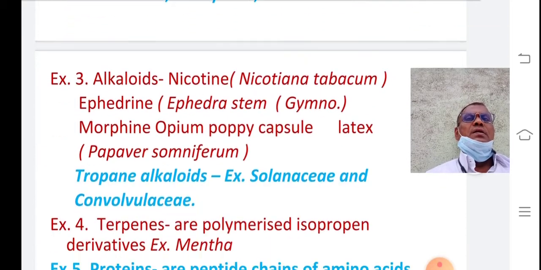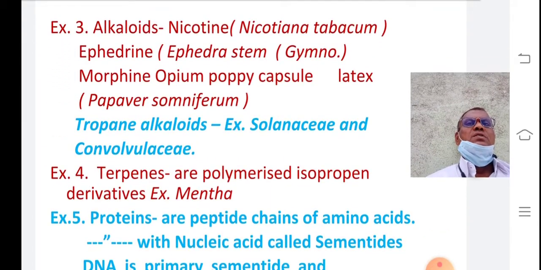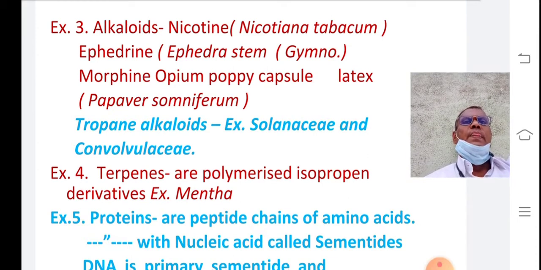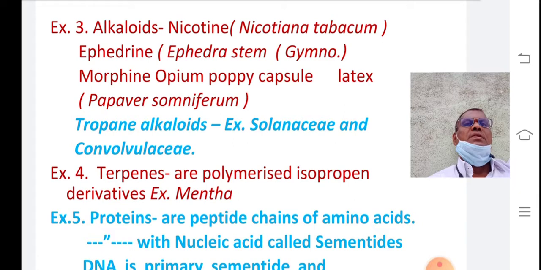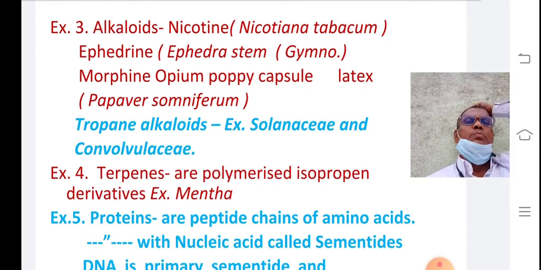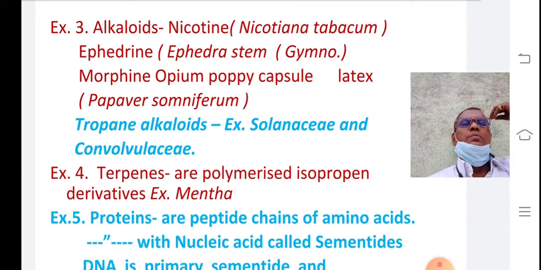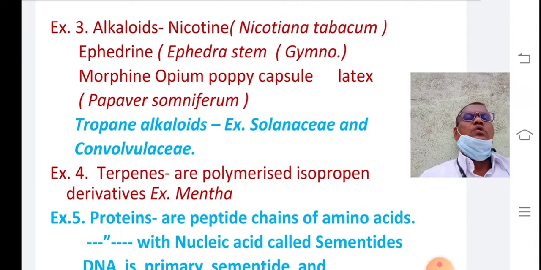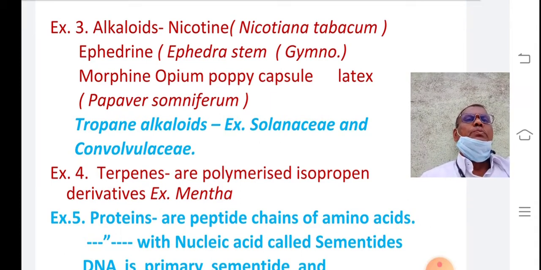And then alkaloids, with the same examples: nicotine in the tobacco, Nicotiana tabacum; ephedrine, Ephedra, it is a gymnosperm; then morphine, opium poppy capsule; latex, it is the latex of Papaver somniferum. Papaver somniferum means what we use as poppy seeds, khaskhas. So these are the seeds of this opium poppy capsule. Capsule means fruit, unripe fruit, right? So remember this morphine. But from its latex they prepare the narcotic drug.